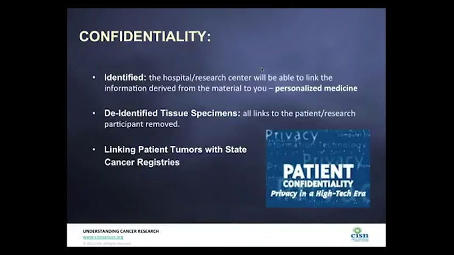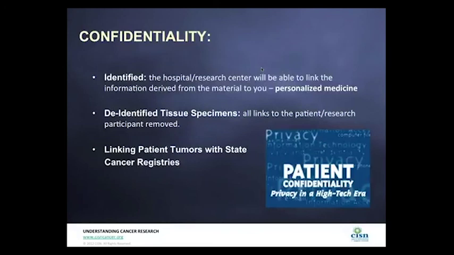Confidentiality is really important. If you're thinking about donating tissue, the two key terms you want to remember are identified or de-identified. Identified means the hospital and research center will be able to link the information derived from your tissue back to you. Those numbers, those biomarkers, those values will end up in your medical record.